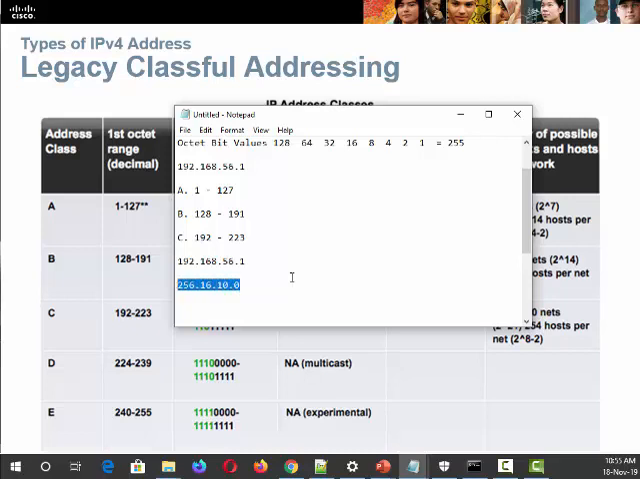Invalid. 256. It cannot be more than 255. It is invalid. Okay? So that is how to identify the class of an IP address. Now, with classes A to C, those are now available for organizations to use.